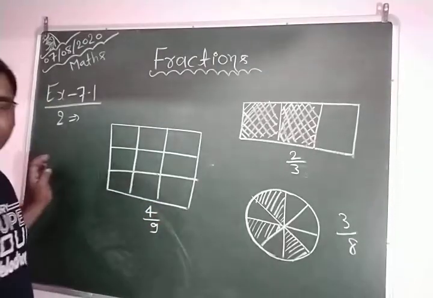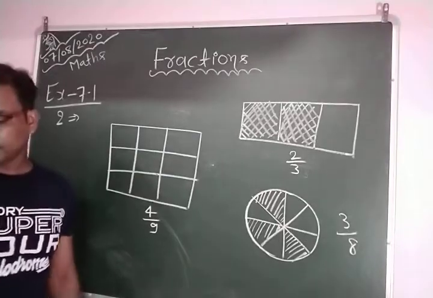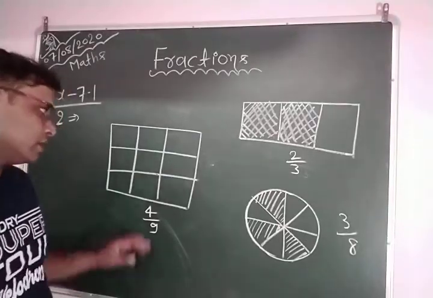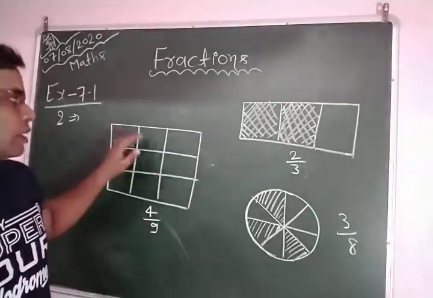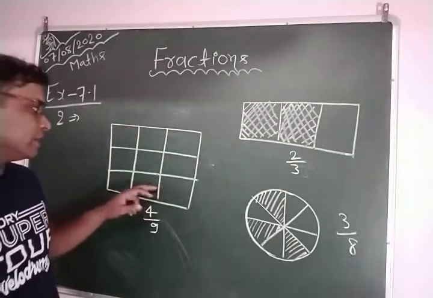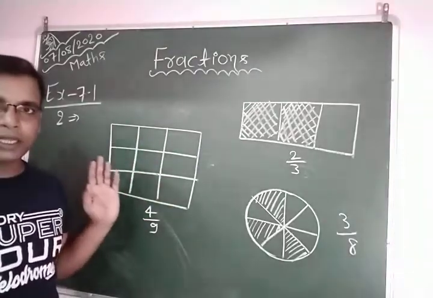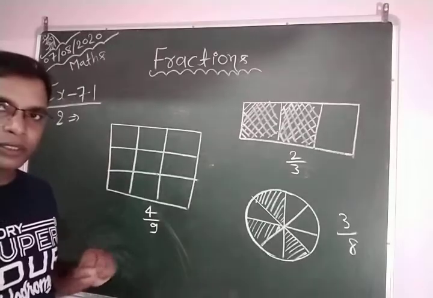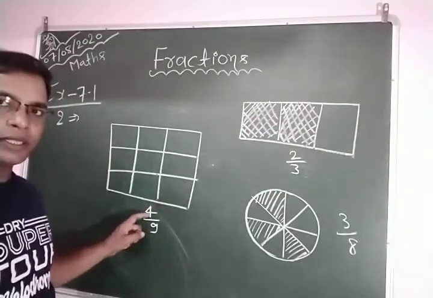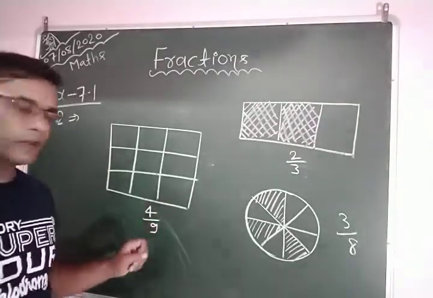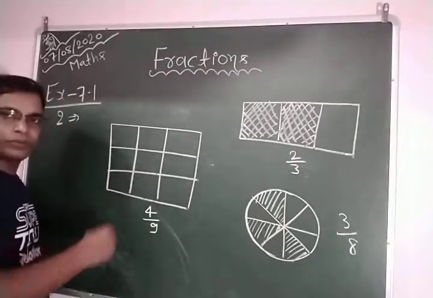The question is to color the parts according to the given fraction. So how many parts are here? 9 parts: 1, 2, 3, 4, 5, 6, 7, 8, and 9 parts here. And how many parts do we color? 4 parts. This is the part we color. So we color any 4 parts.